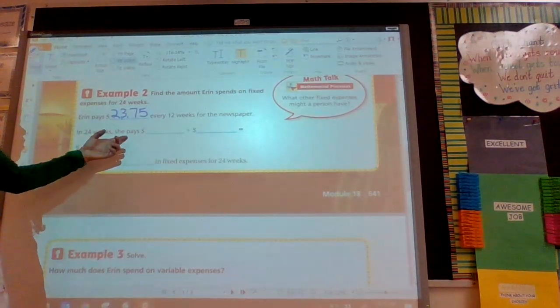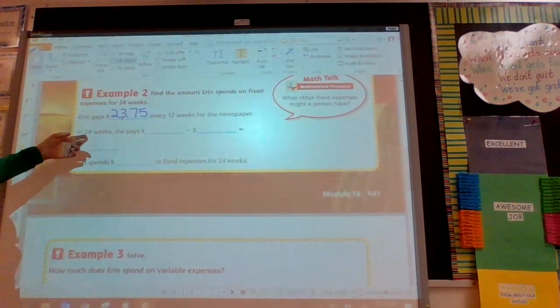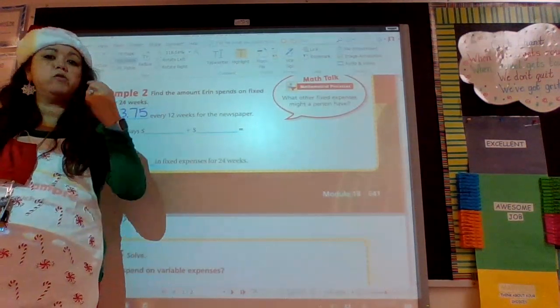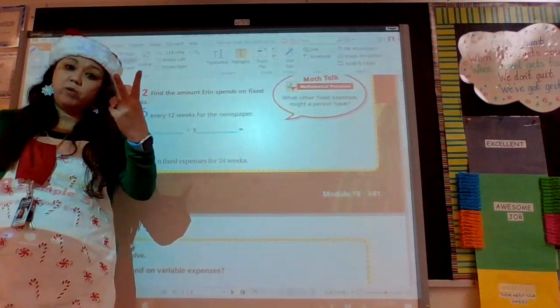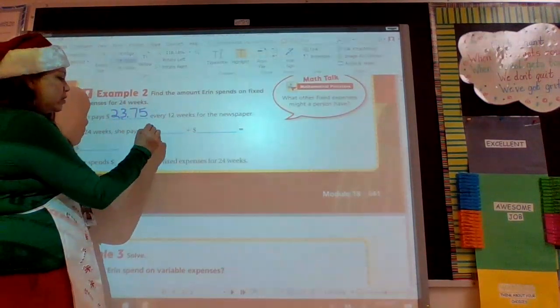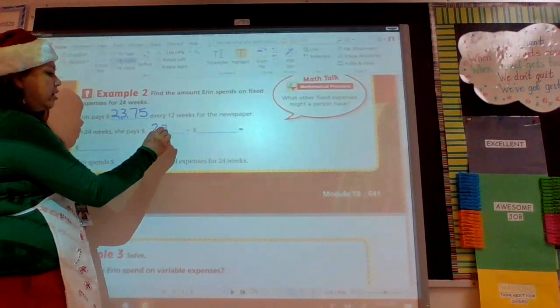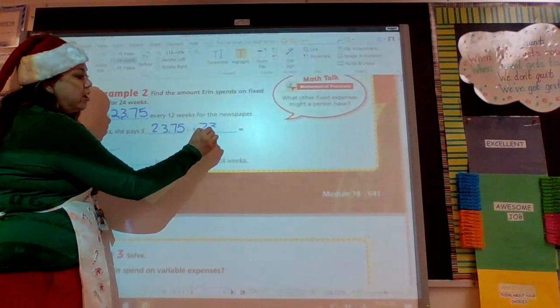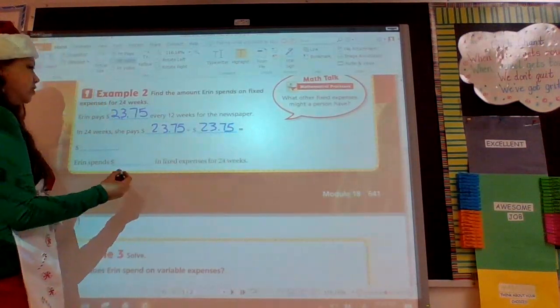So in 24 weeks she pays, well, 24 weeks, think of our 12s. 12 times 1 is 12. 12 times 2 is 24. That's one of our facts that we know. So she's going to pay double. So then she's going to pay $23.75 for the first 12 weeks and $23.75 for the next 12 weeks.